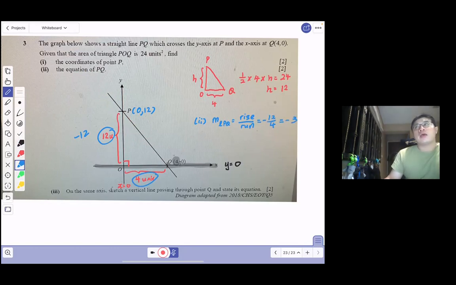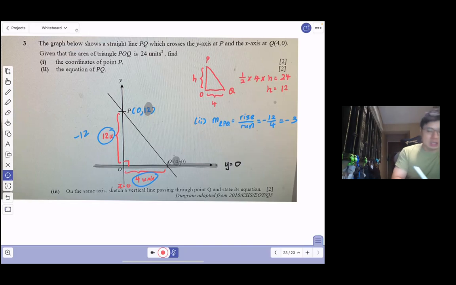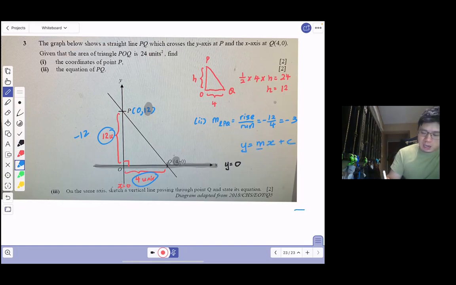Then the y-intercept, which is the c, is given by point P, because point P is where the line touches the y-axis. The y-coordinate of that point is your y-intercept. For the equation of PQ, y equals mx plus c, I have shown you that the gradient is negative 3 by looking at rise over run. I have also shown you that by looking at the coordinate of P, c equals 12. That means the equation of line PQ is y equals negative 3x plus 12. So that is part 2.